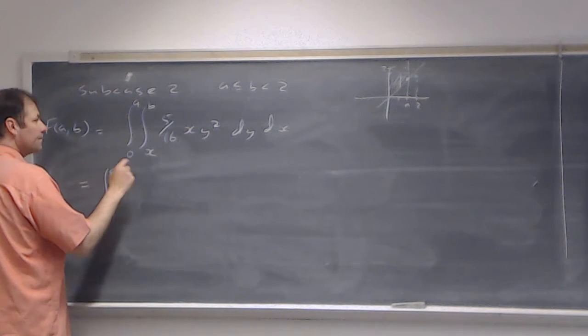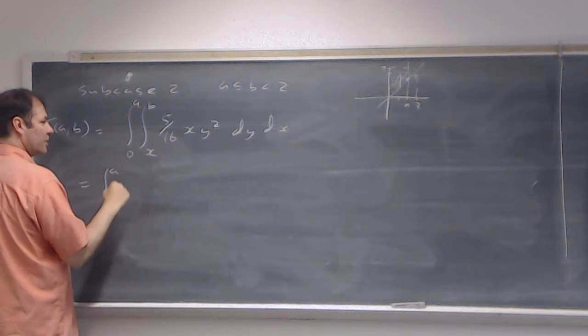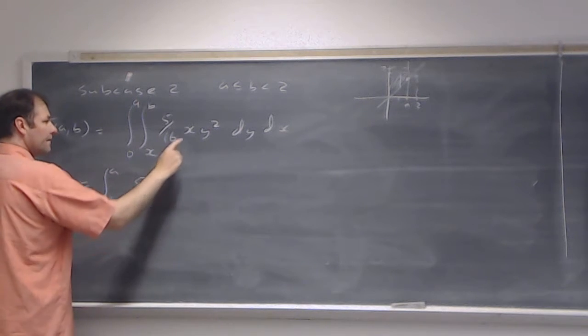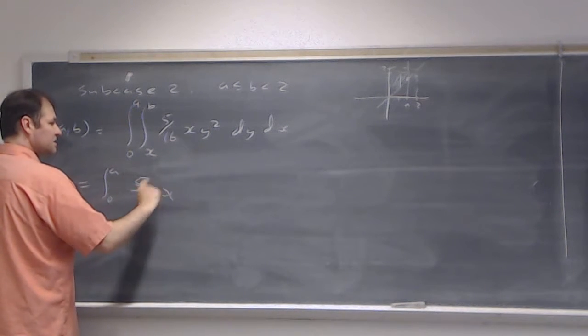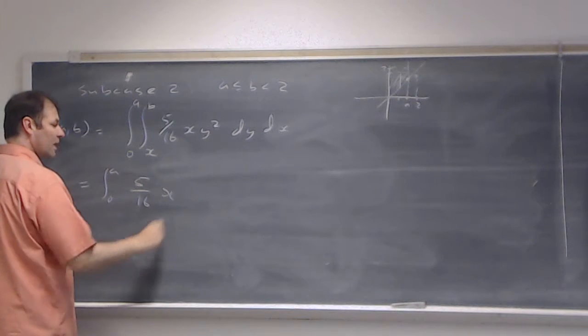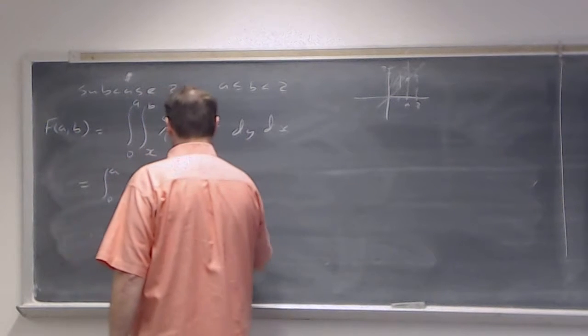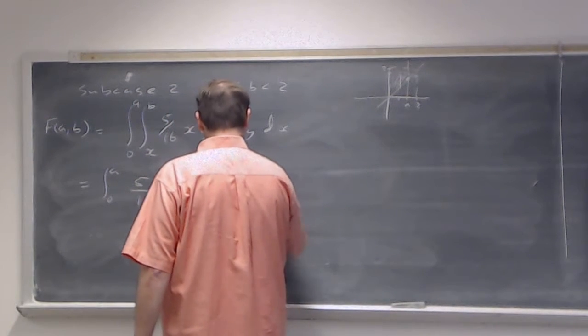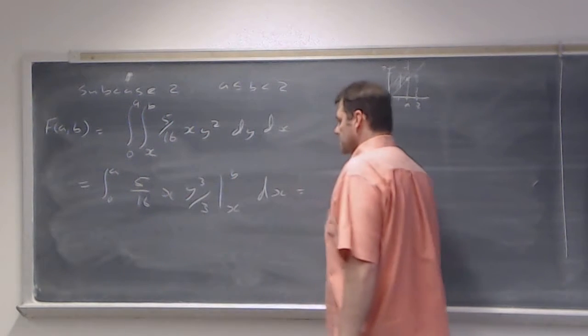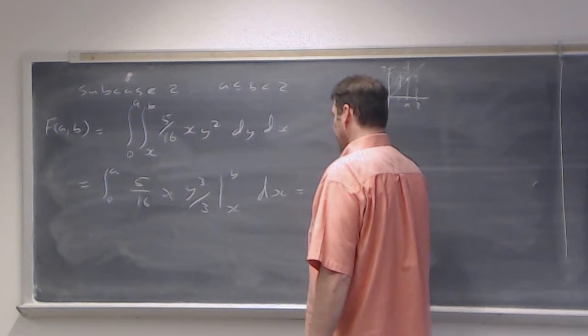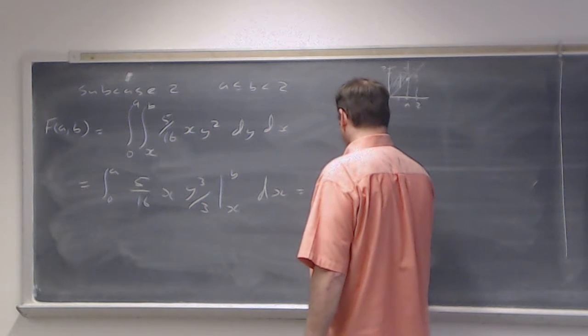0 to a. Here, I'm integrating with respect to y, so 5/16 x is a constant. The antiderivative for y squared is y to the 3rd over 3. I evaluate this from x to b, dx. Okay. Stick in b. Integral from 0 to a. This will be 5 over 48.